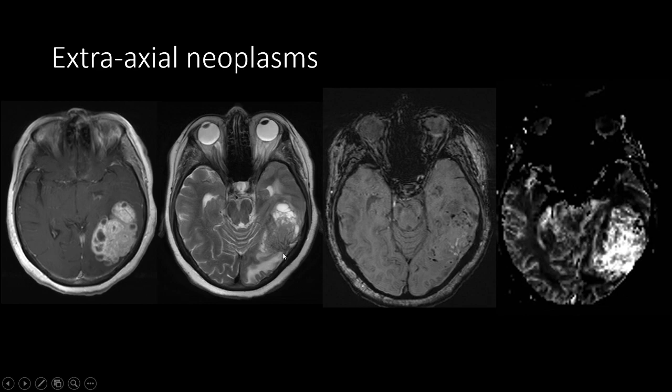And really, I think this is probably the best clue that it may have started at least as an extraaxial mass, but this was an anaplastic hemangiopericytoma that did invade the brain.